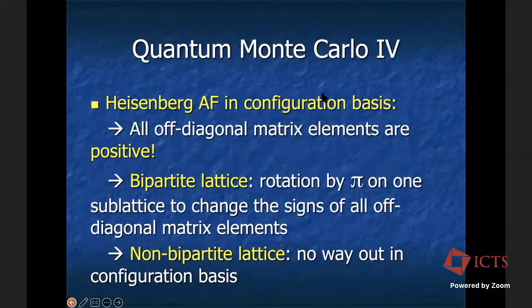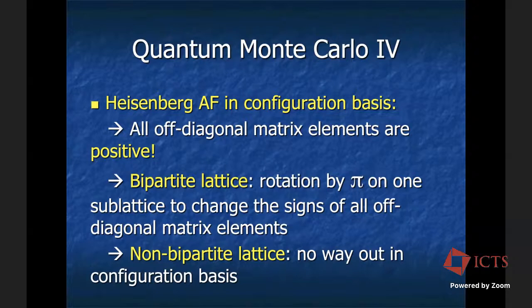Now, the problem is that for quantum magnets, this is rarely possible. For instance, if one writes the antiferromagnetic Heisenberg model in the configuration basis, all off-diagonal matrix elements are positive.